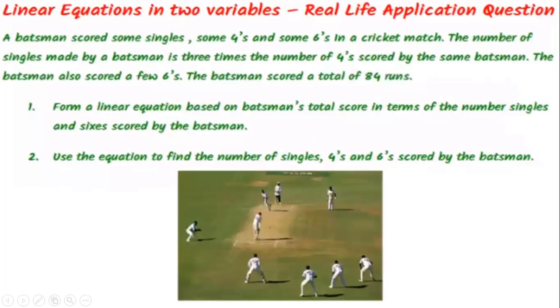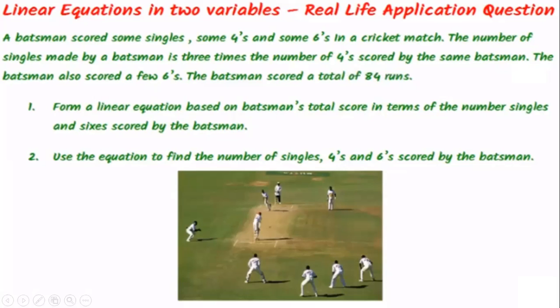Yes. Now, let me get to you a very interesting example wherein again you can use linear equation. We do use it, but we don't realize that we have actually used linear equation in this situation. Say a batsman has scored some singles, some fours, and some sixes in a cricket match. The number of singles made by the batsman is three times the number of fours scored by the same batsman. I repeat, the number of singles made by the batsman is three times the number of fours scored by the same batsman.